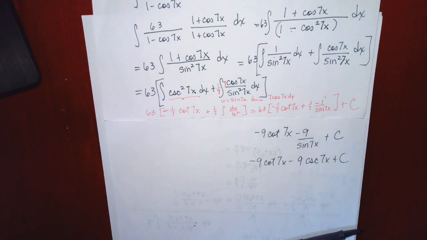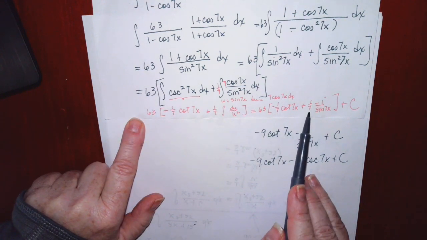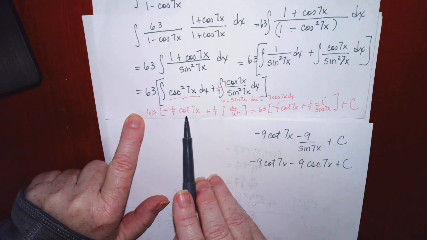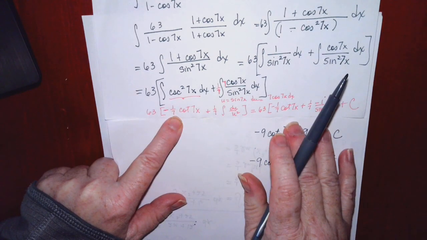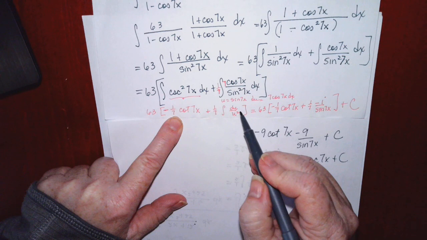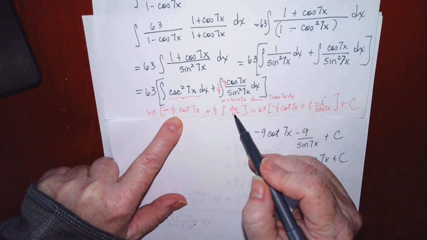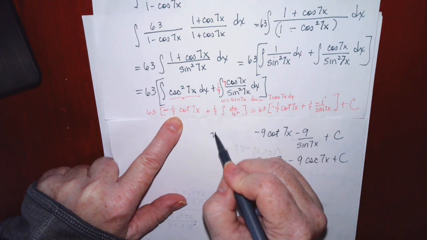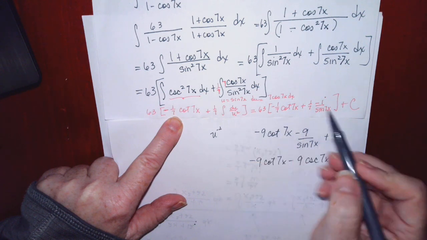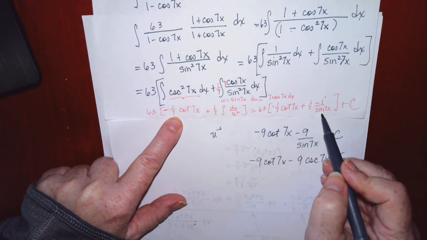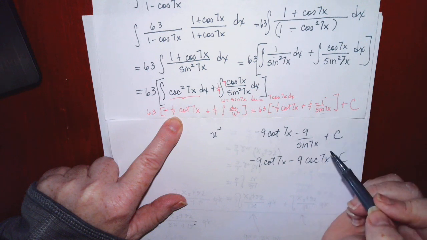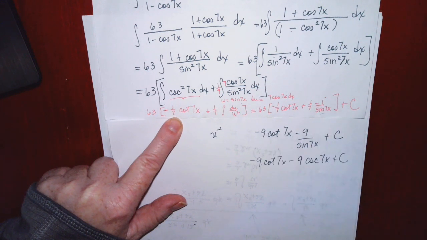Questions? Here? Yeah, the integral of du over u squared was the integral of u to the negative 2, is negative u to the negative 1, so that's where I got negative 1 over u, and I just replaced the u with sine of 7x for that part. Did that answer your question? Okay.